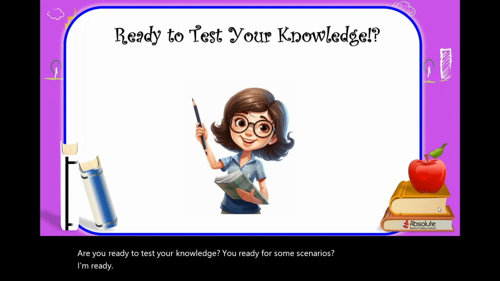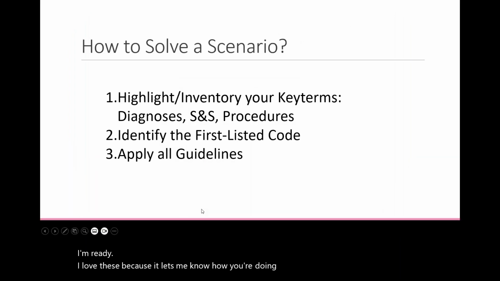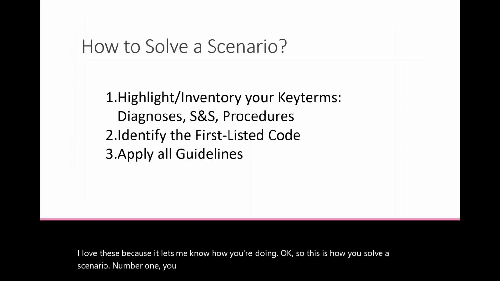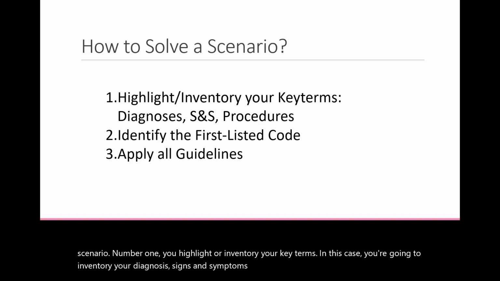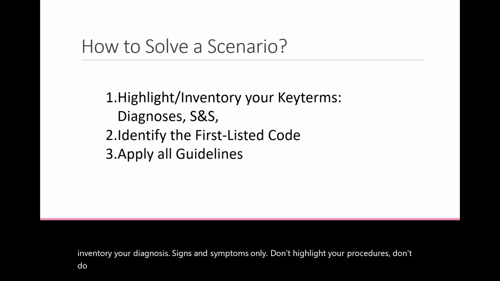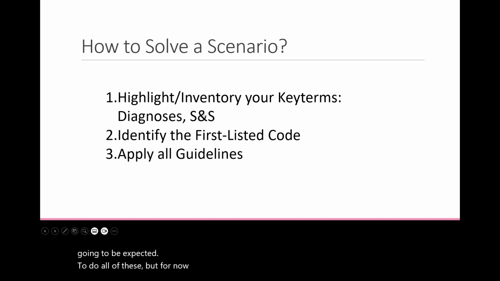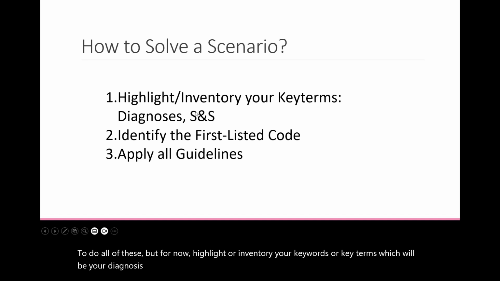I love these because it lets me know how you're doing. Okay, so this is how you solve a scenario. Number one, you highlight or inventory your key terms. In this case, you're going to inventory your diagnoses, signs, and symptoms only. Don't highlight your procedures, because we're only talking about diagnoses. When you move on to part three, you're going to be expected to do all of these. But for now, highlight or inventory your key terms, which will be your diagnoses, signs, and symptoms.